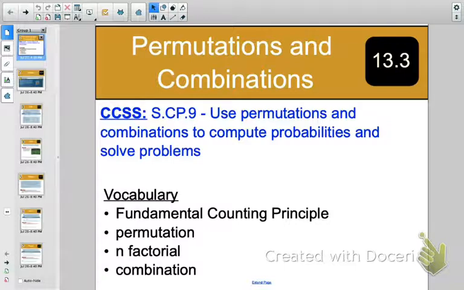So 13.3, we're talking about permutations and combinations. A couple vocabulary terms: fundamental counting principle, permutation and factorial, combination, etc.